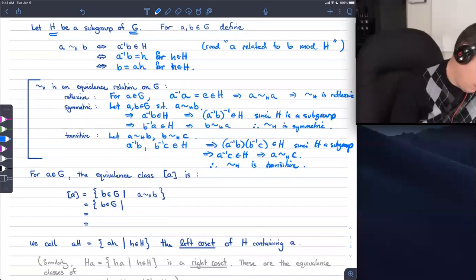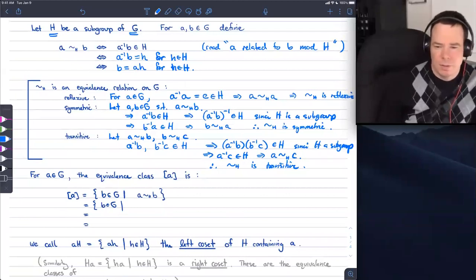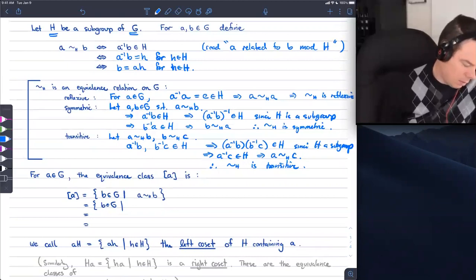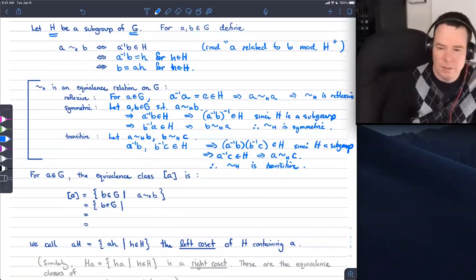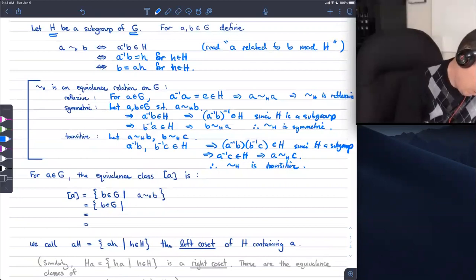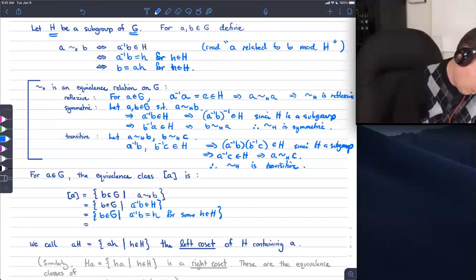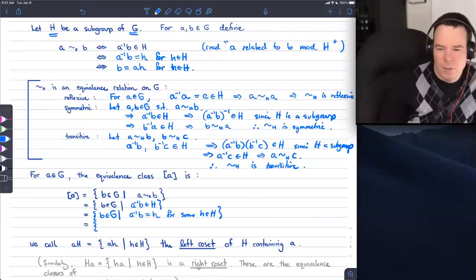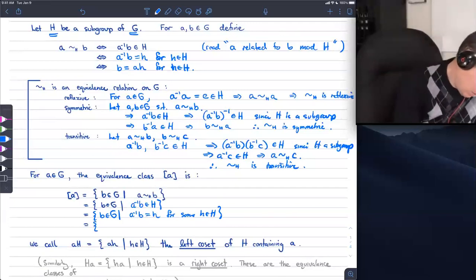And I'm just going to write down one last thing here. Since it's an equivalence relation, then we know we can form equivalence classes to partition. So what is the equivalence class of a particular element A? Well, the equivalence class is the set of all things that are related to A. If A is related to B, then that means that A inverse B is in H. Or in other words, it's the set of all B such that A inverse B is equal to h for some little h in H. Or in other words, this means that B is equal to A times h for some h in H.